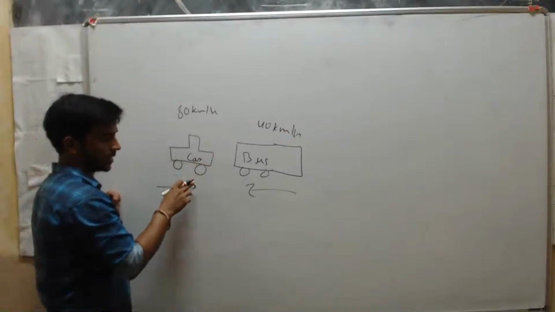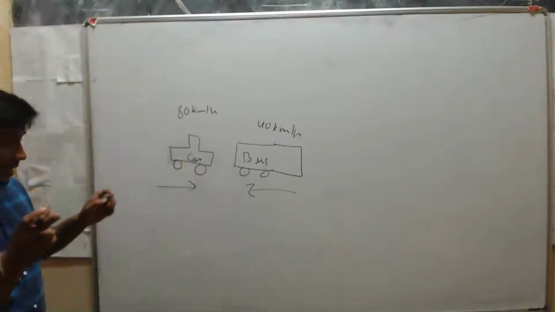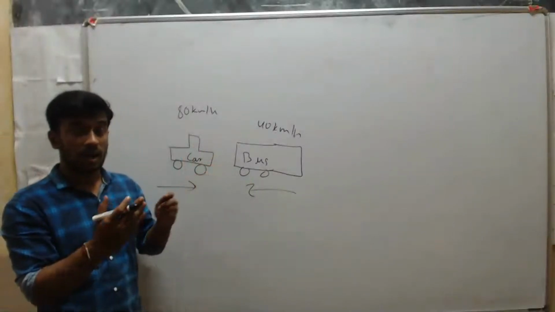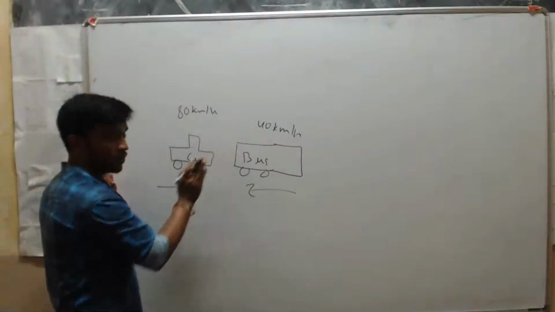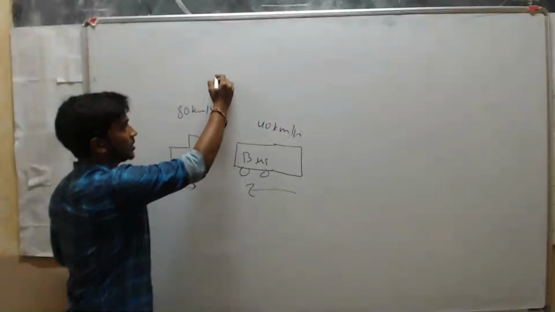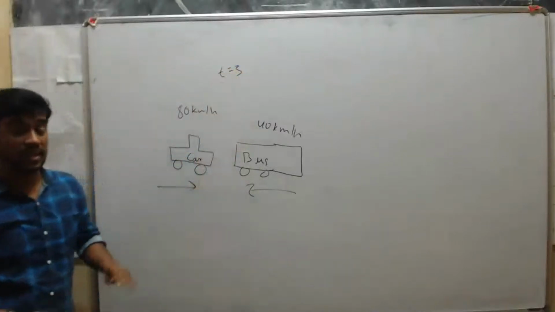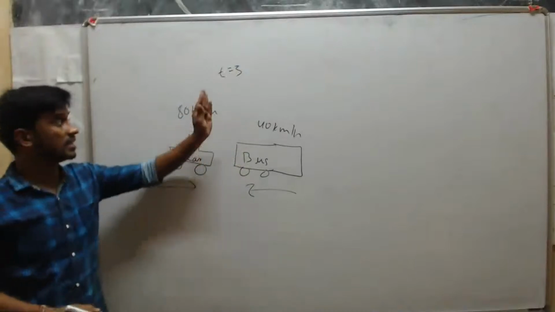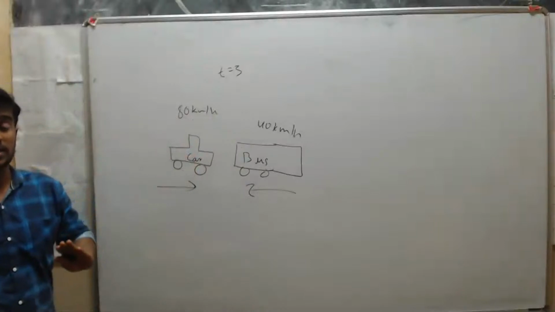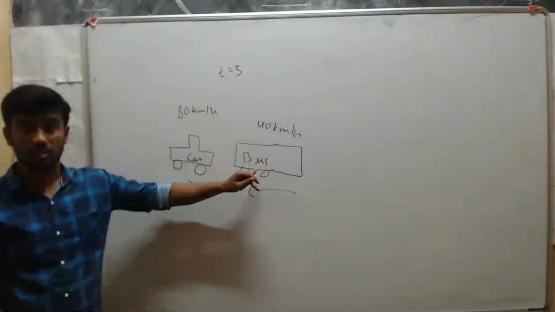Now, here you have to consider time also. Why? Because this is before the collision. Just imagine I take the time as 3 seconds before collision. Before 3 seconds, I am calculating the momentum of the car and the bus.